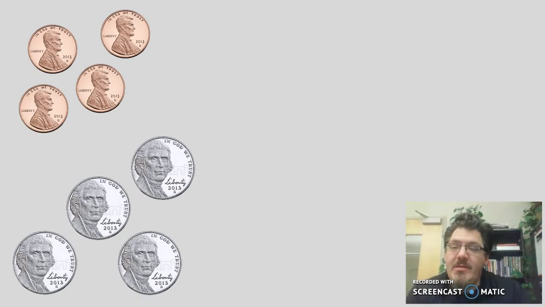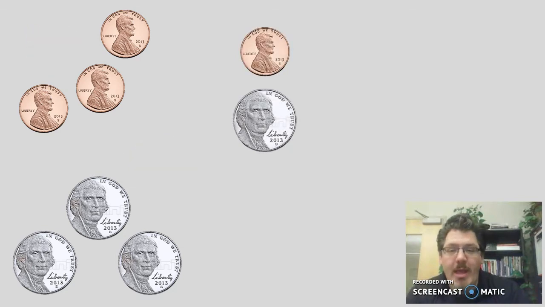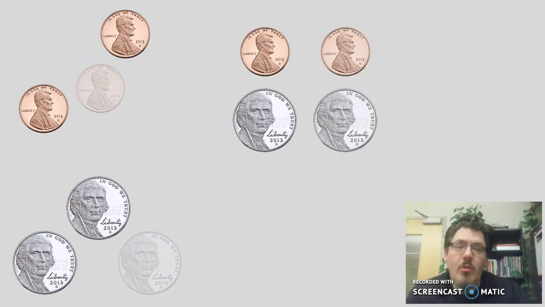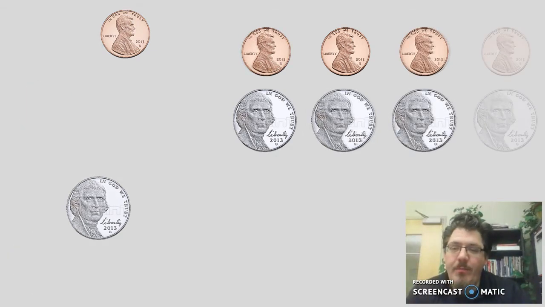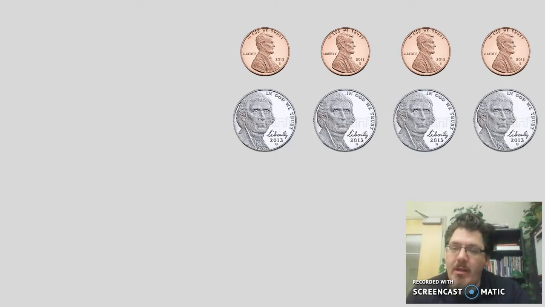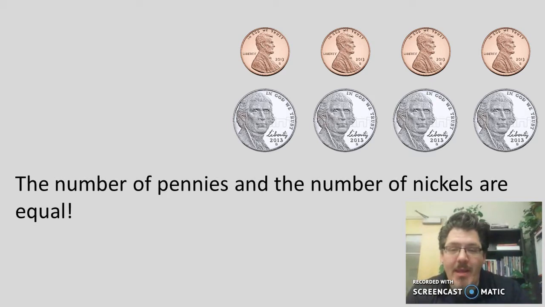As a final example, let's look at what happens when there are equal numbers. In this example, let's match up the pennies and the nickels shown. 1 penny and 1 nickel. 1 penny and 1 nickel. At this point, all of the pennies and nickels are paired up, and there are no coins left over. This means that the number of pennies and the number of nickels are equal.